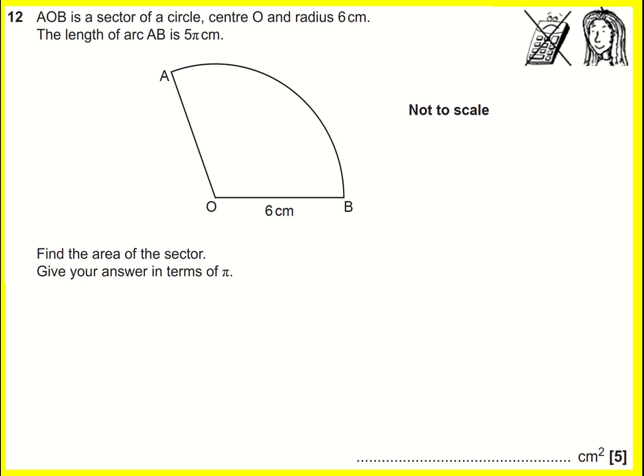Right, we've got a sector question here that's quite challenging, I think, because we're told the radius, but we're not told the angle. We are told the length of the arc, this length here. We're told that this is 5 pi. So for now, I'm going to use theta for the angle, because that's quite a common letter. Instead of x, we use theta for the angle.